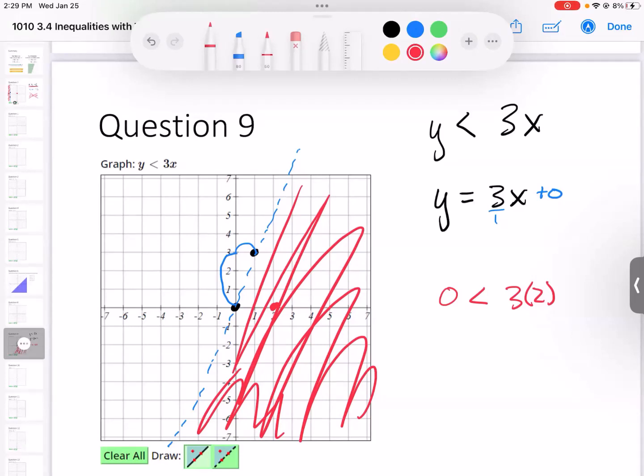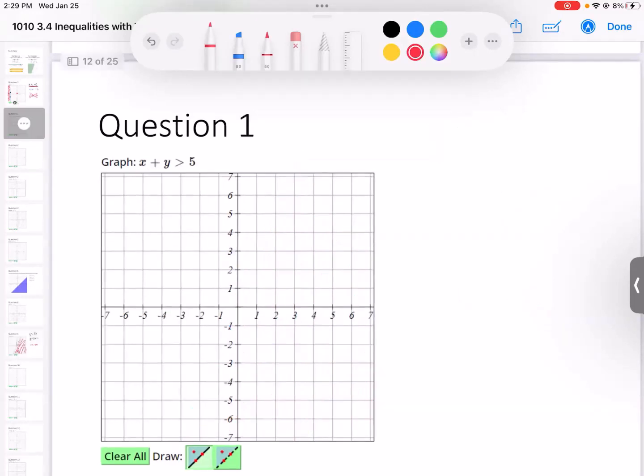Okay, which question number is it? 1. Okay. And what is your equation? X plus y greater than -1? Okay. And is it greater than or equal to, or just greater than? Just greater. Okay. So how did you solve it?